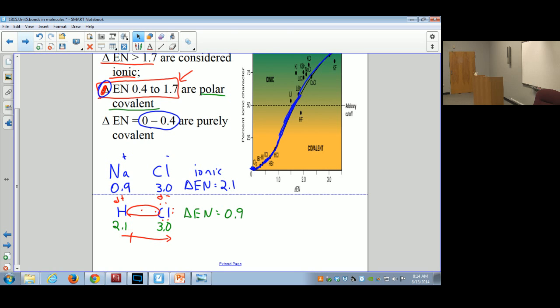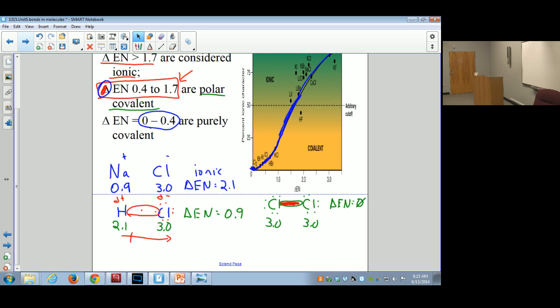Let's look at one more. For example, how about chlorine and chlorine? So I'll put on the electrons. And this one has values of 3.0 and 3.0, so our delta EN is 0. And that means that neither one of these chlorine atoms has the ability to pull the electrons closer to themselves, and so that's a shared set of electrons, and they're equal, and that makes them nonpolar.